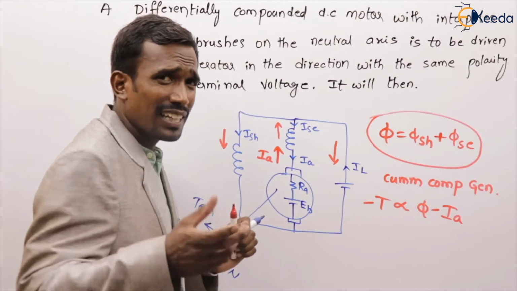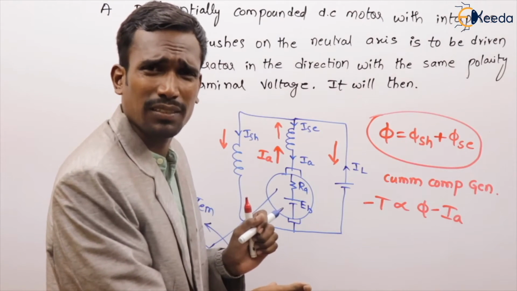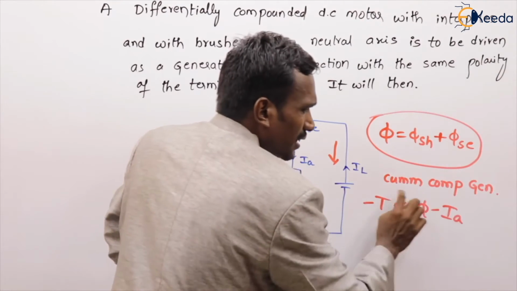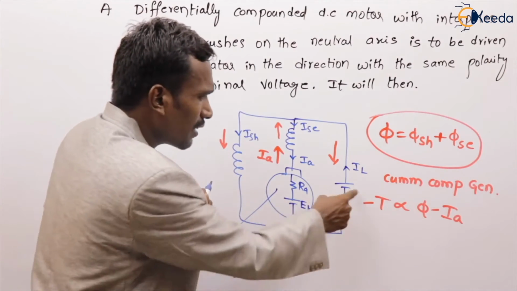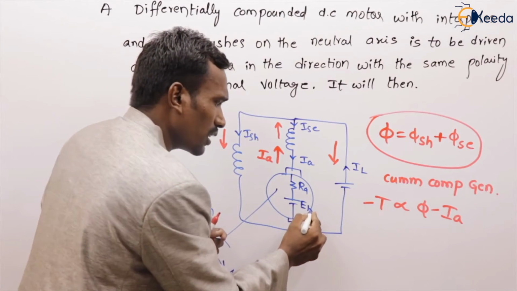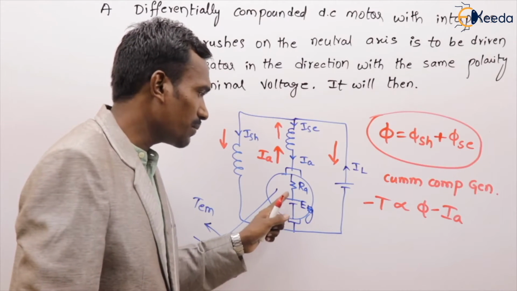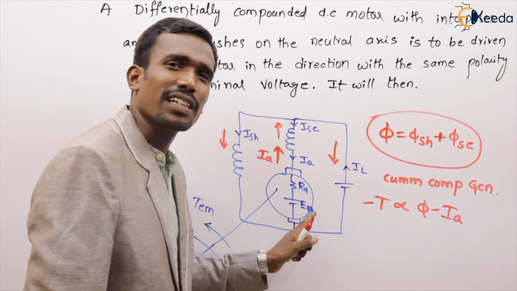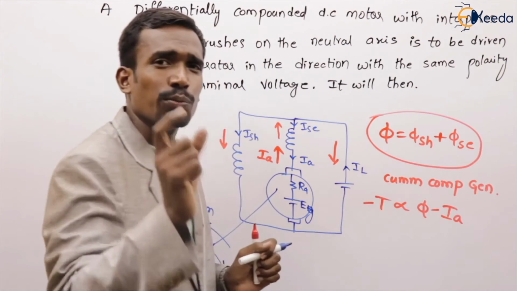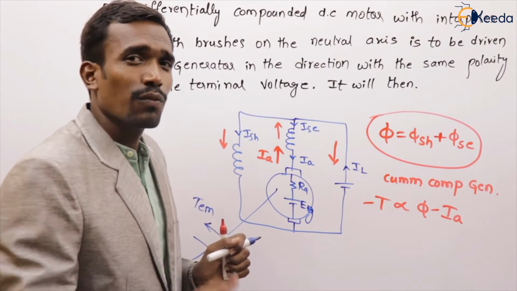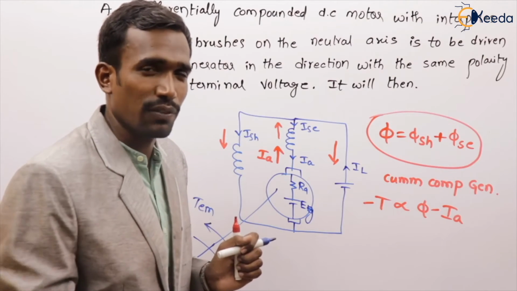Is there any requirement to change the interpoles? No need to change the interpole polarity, because we already found that it is a cumulative compound generator, which rotates in the same direction and develops the same power, same direction and same polarity. There is no change in plus or minus. This is now EG, the generated EMF. So our answer is, it acts as a cumulative compound generator without changing the polarity of interpoles.